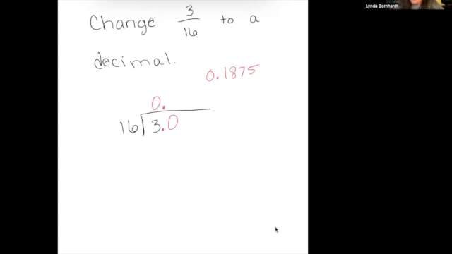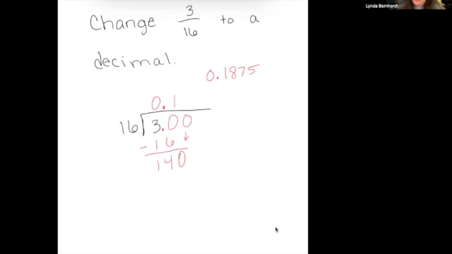So now we're going to put a 0. 16 can go into 30 one time. 1 times 16 equals 16. Now you subtract. So 30 minus 16 equals 14. Now we add another 0 and we bring that down. So now we have to figure out how many times can 16 go into 140.